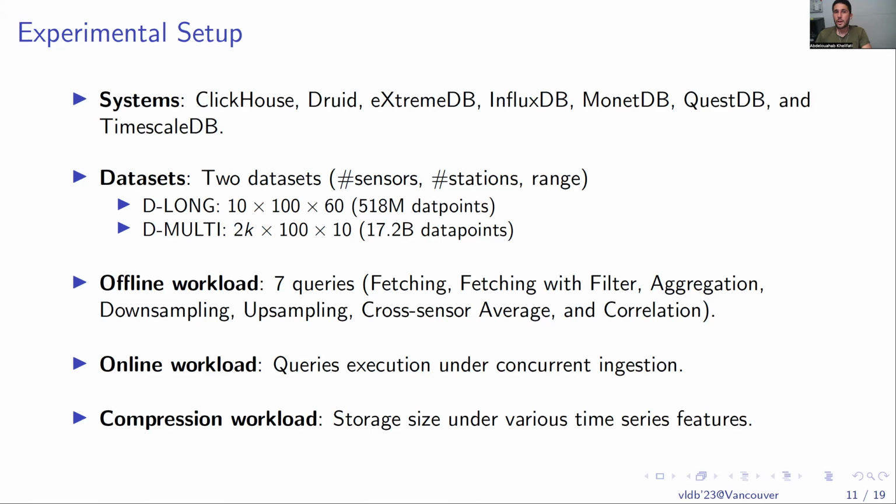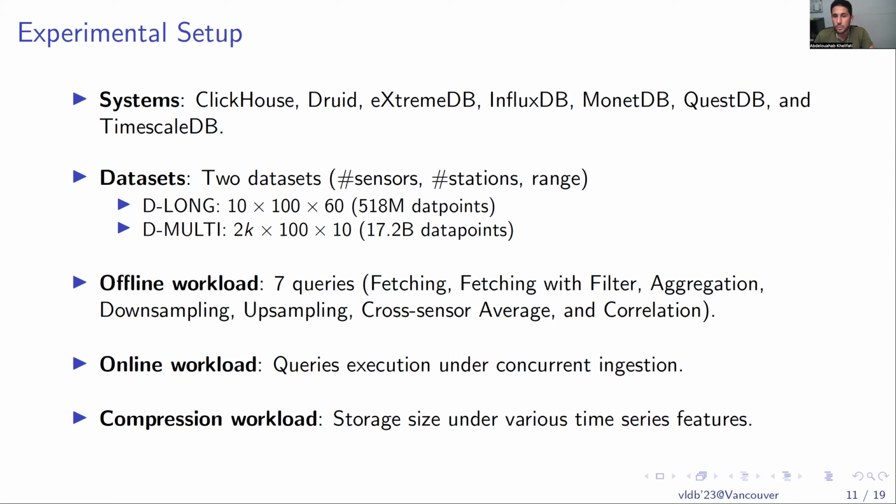For the experimental setup, we evaluated 7 popular time series database systems, namely ClickHouse, Druid, ExtremeDB, InfluxDB, MongoDB, QuestDB, and TimescaleDB. We used TSLSH, our generation method, to produce 2 datasets, one with long time series data and one with a large number of time series, containing around 500 million and over 17 billion data points, respectively.